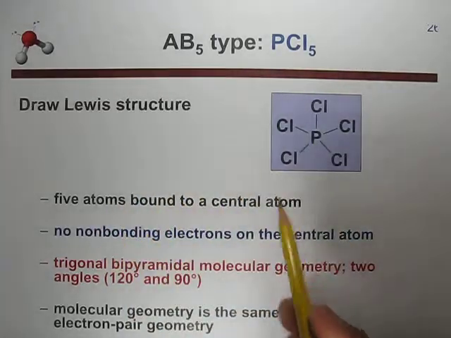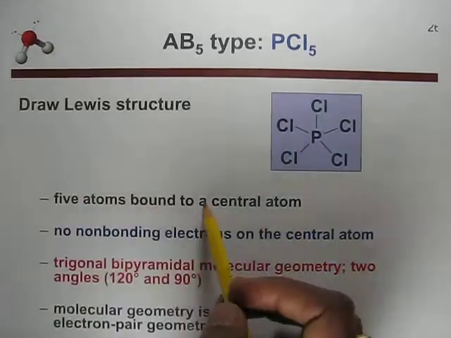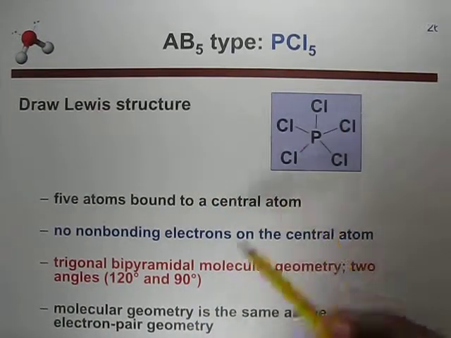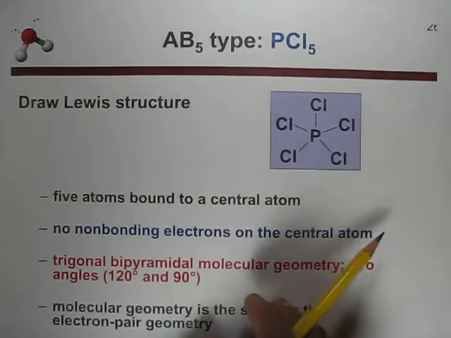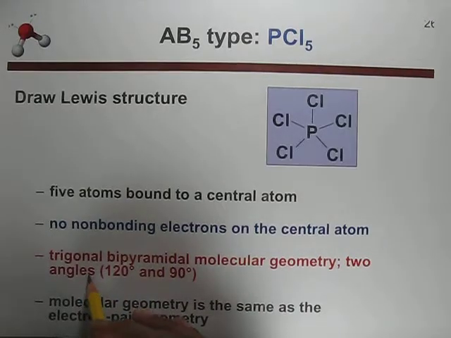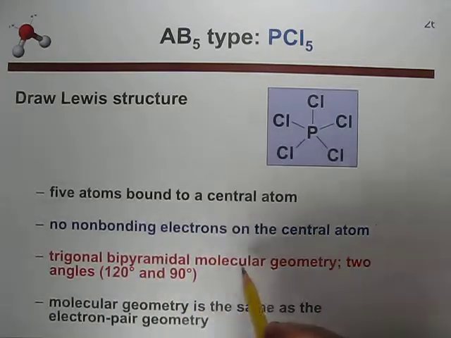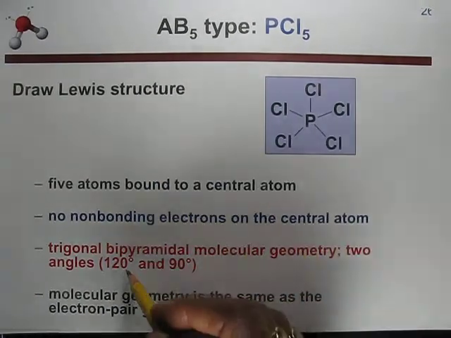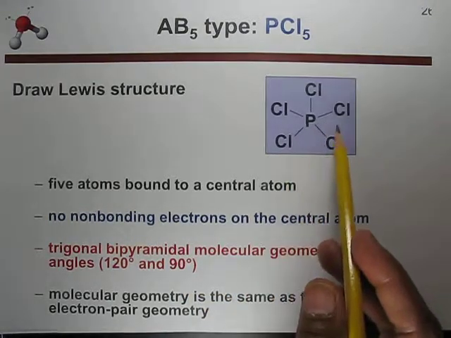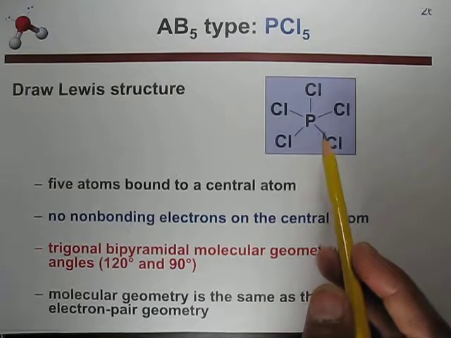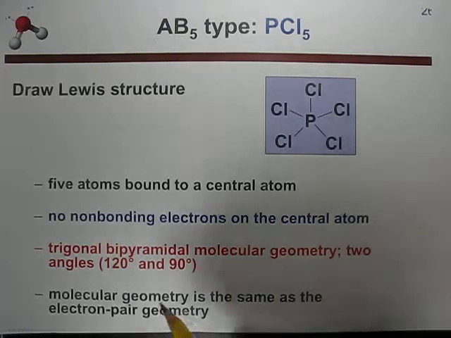First you have to draw the Lewis structure, and then you can see that there are 5 atoms bonded to the central atom, 1 2 3 4 5, and there is no non-bonding electron on the central atom. So the electron pair geometry and molecular shape will be the same, which is trigonal bipyramidal, and the bond angles will be 120 and 90 degrees. This is not a correct representation for the bond angle, so I will show you in the next slide how we can draw this correctly.